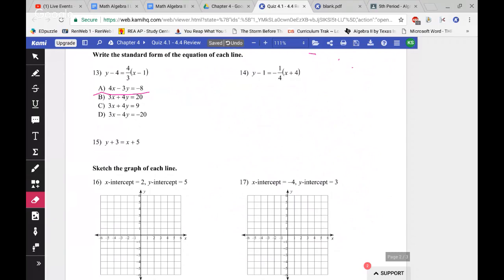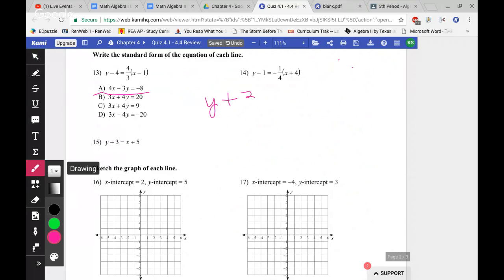So on this one, what you would do to get it in standard form is, once again, combine your constants. That's going to be the first thing you're doing.